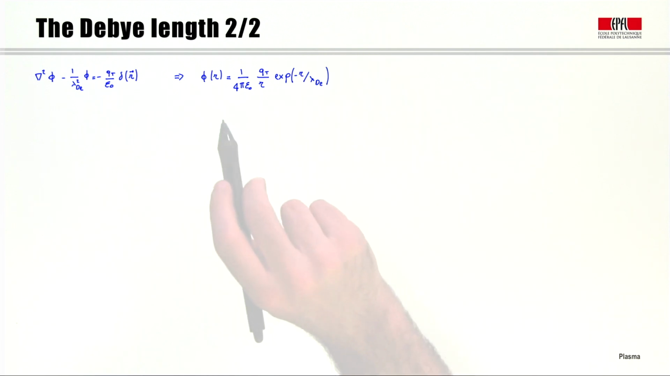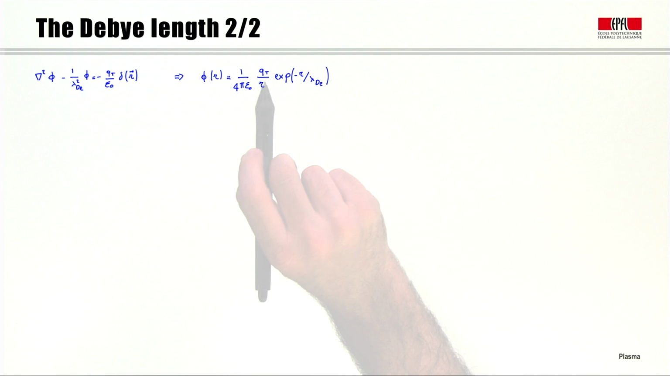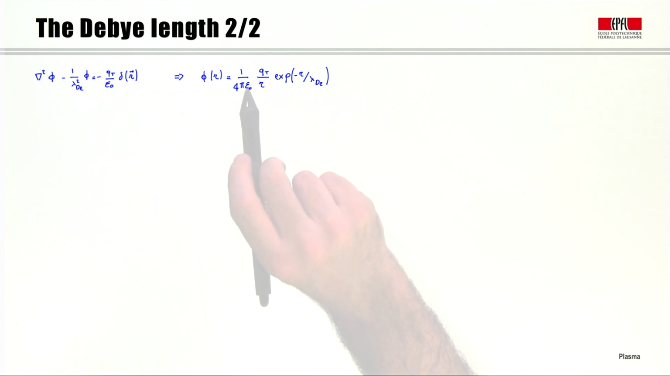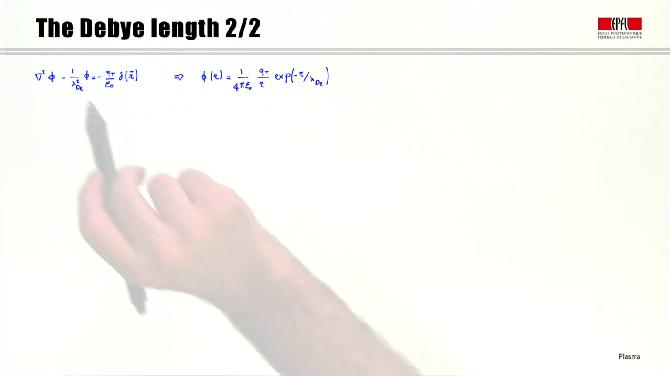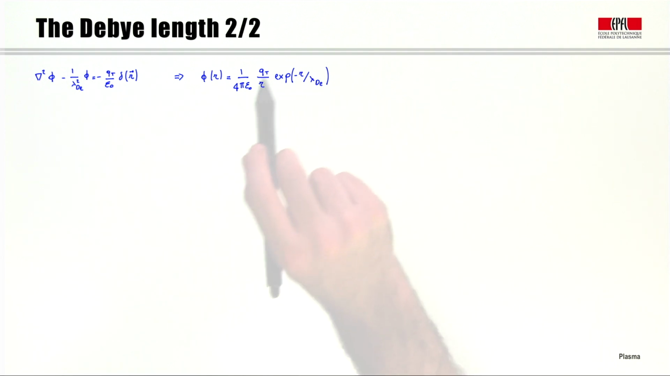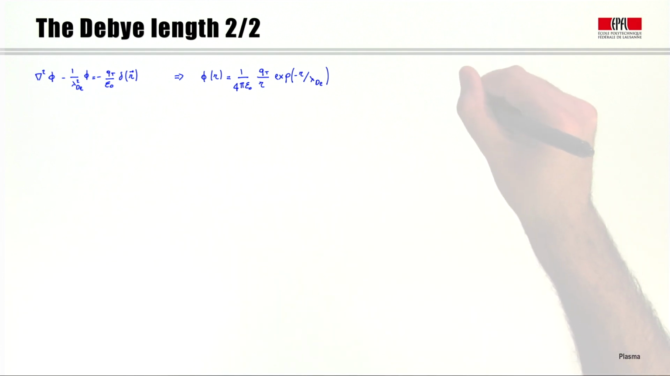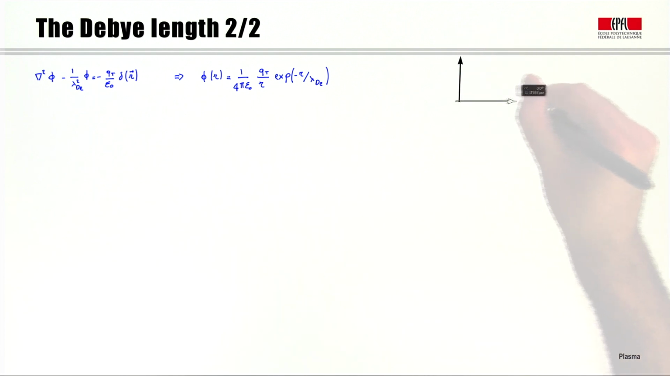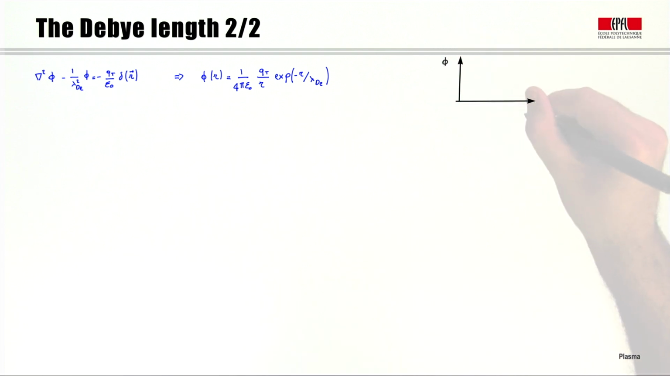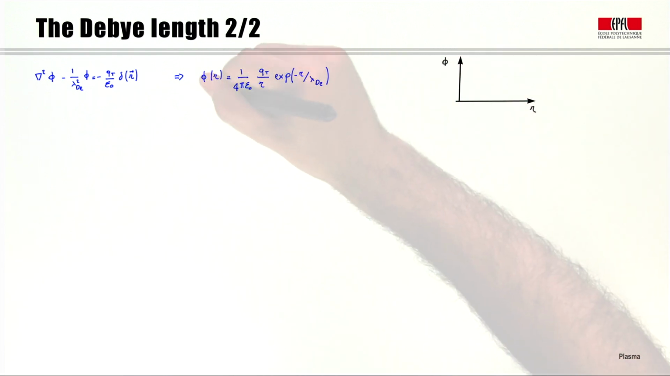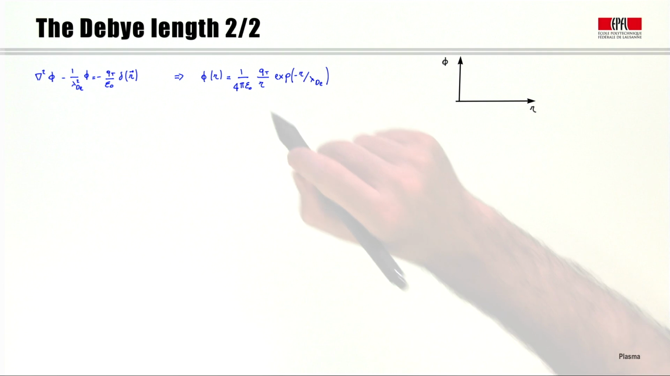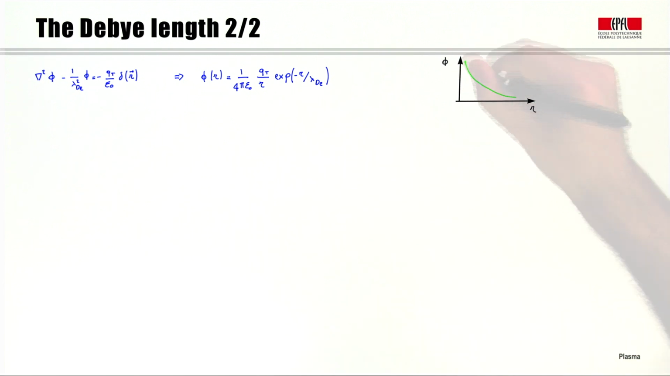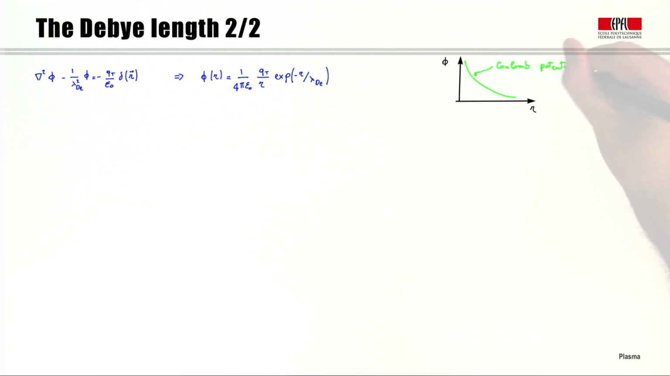And here we notice something interesting, that the electrostatic potential that we would expect for a charge in a vacuum, 1 over 4 pi epsilon 0 qt over r, is modified by the presence of the plasma, that is this term here, by this exponential. So how does this electrostatic potential look if we try to draw it? Well, first of all, let's plot the standard Coulomb potential, 1 over 4 pi epsilon 0 qt over r. It will have a shape like this one.